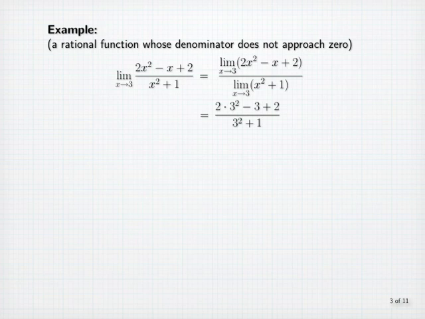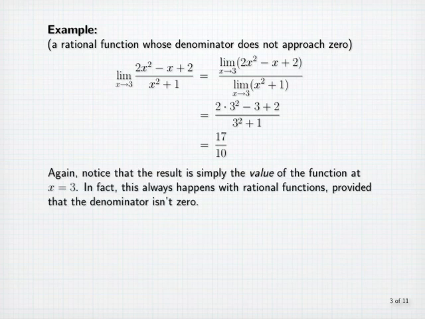We simply have the value of the numerator at 3 divided by the value of the denominator at 3, and so the limit here ends up being 17 divided by 10. Again, notice the result is simply the value of the function at x equals 3. In fact, this always happens with rational functions provided that the denominator isn't 0.